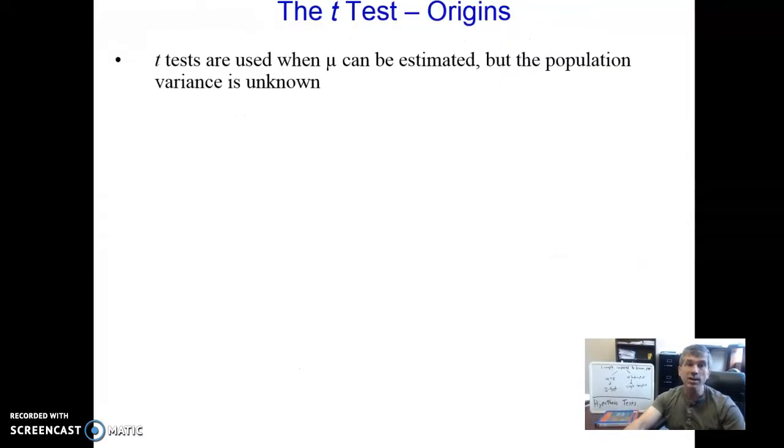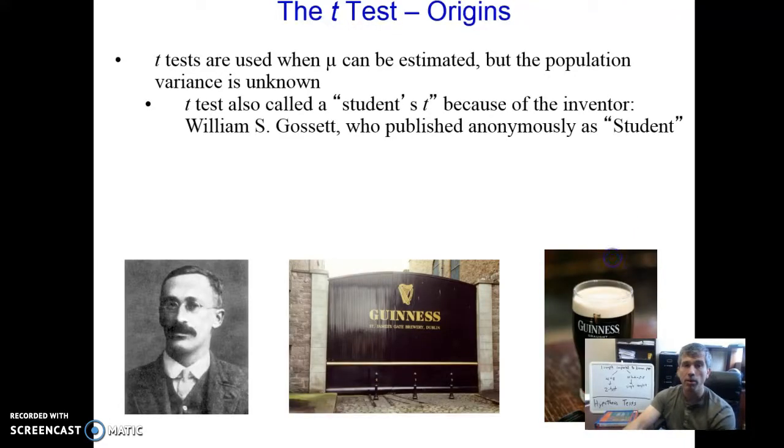So t-tests are used when we know the mean of the population we're comparing our sample to, or at least can estimate it very quickly, but we don't know the variance or standard deviation or standard error of that population.